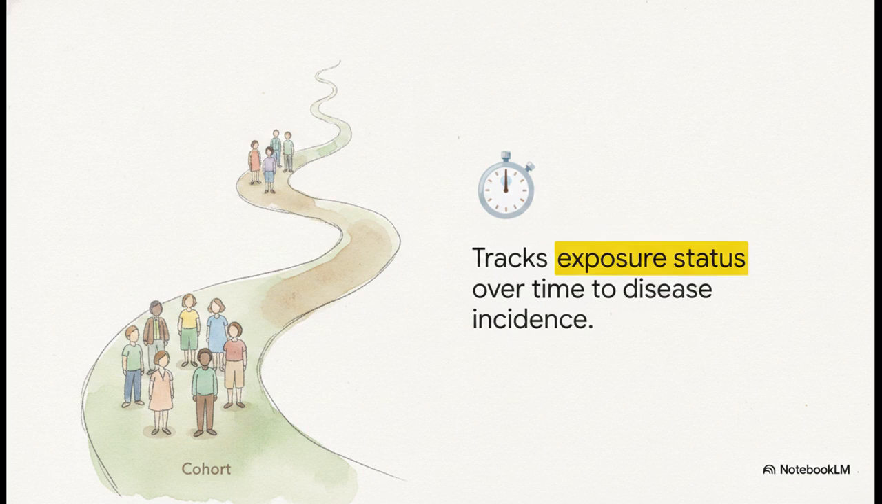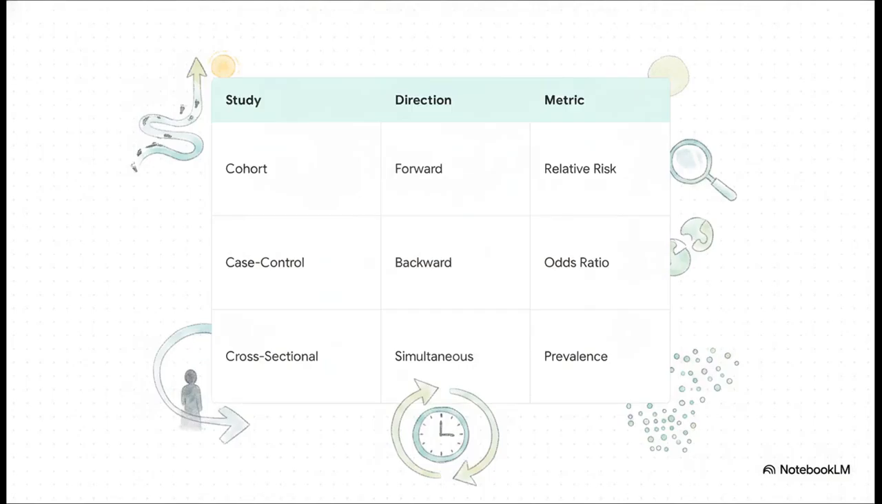This is a study design that tracks individuals based on their exposure status over time to determine the subsequent development or incidence of a disease. Let's lock in these exam pearls. Remember, a cohort study moves forward from exposure to directly measure relative risk. A case control study looks backward from disease status to measure the odds ratio. And a cross-sectional study evaluates exposure and disease simultaneously to assess prevalence.